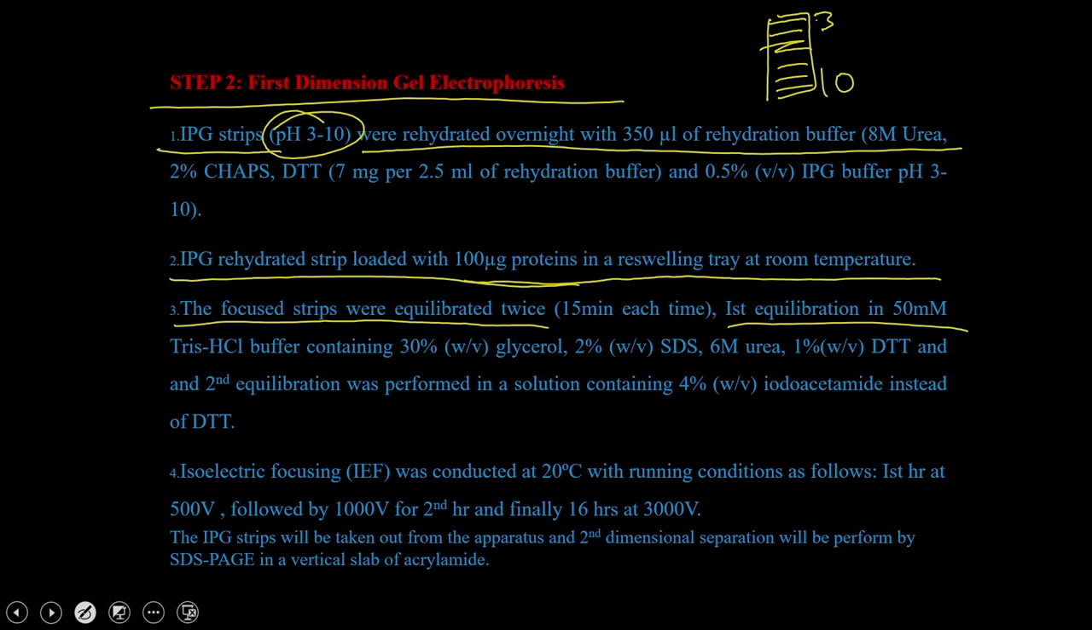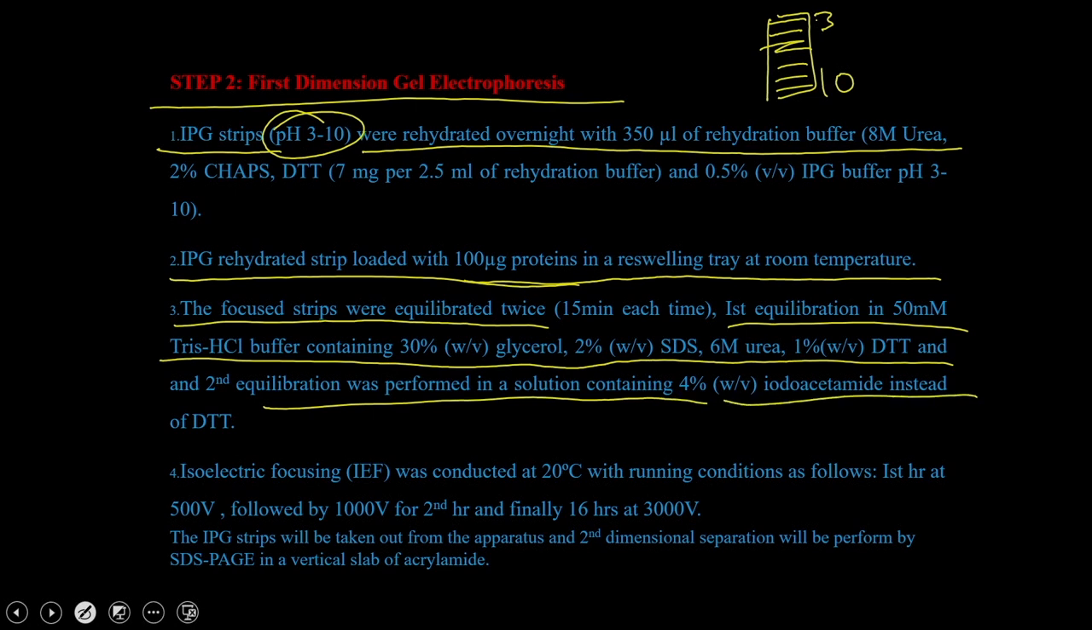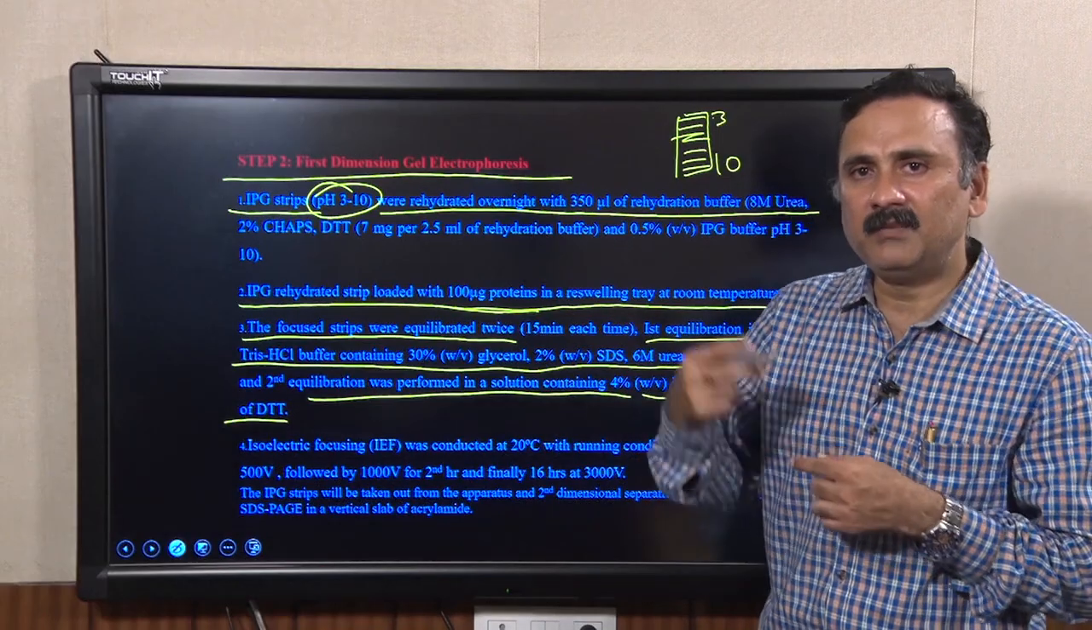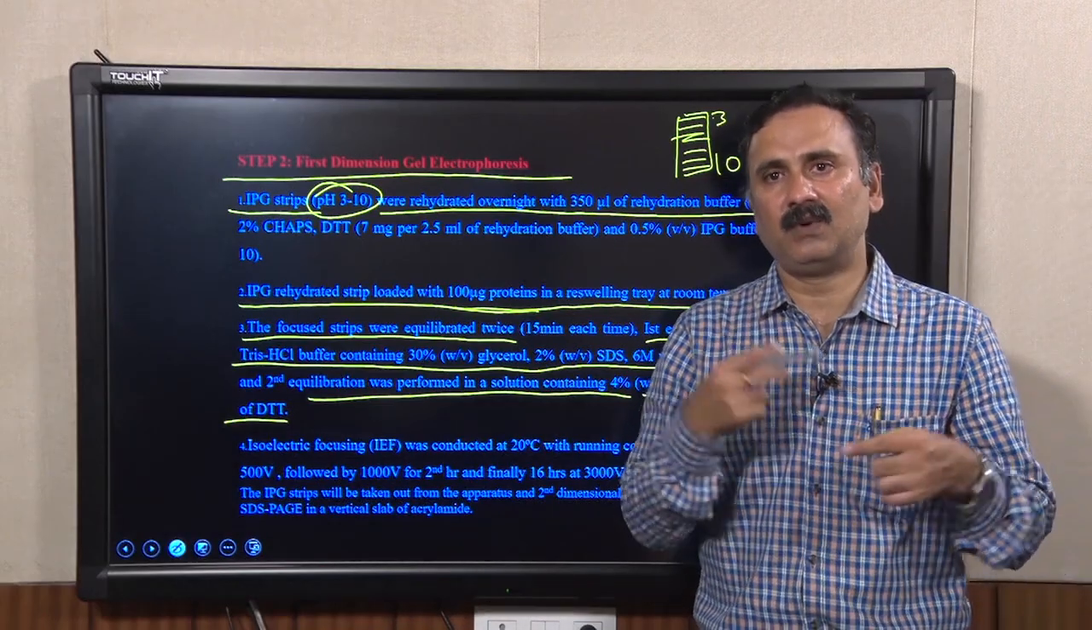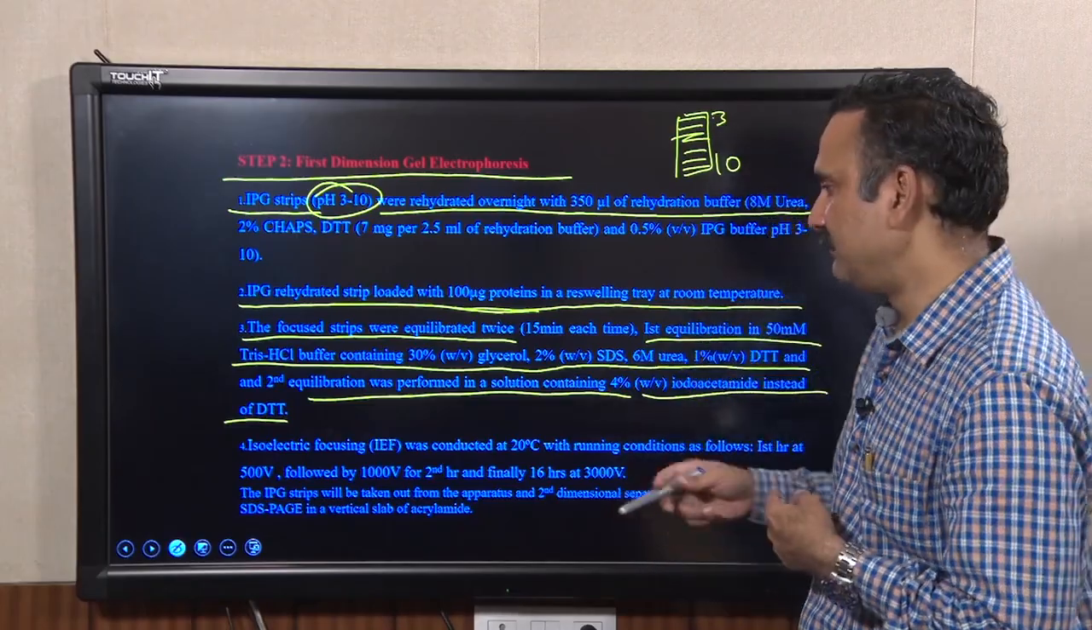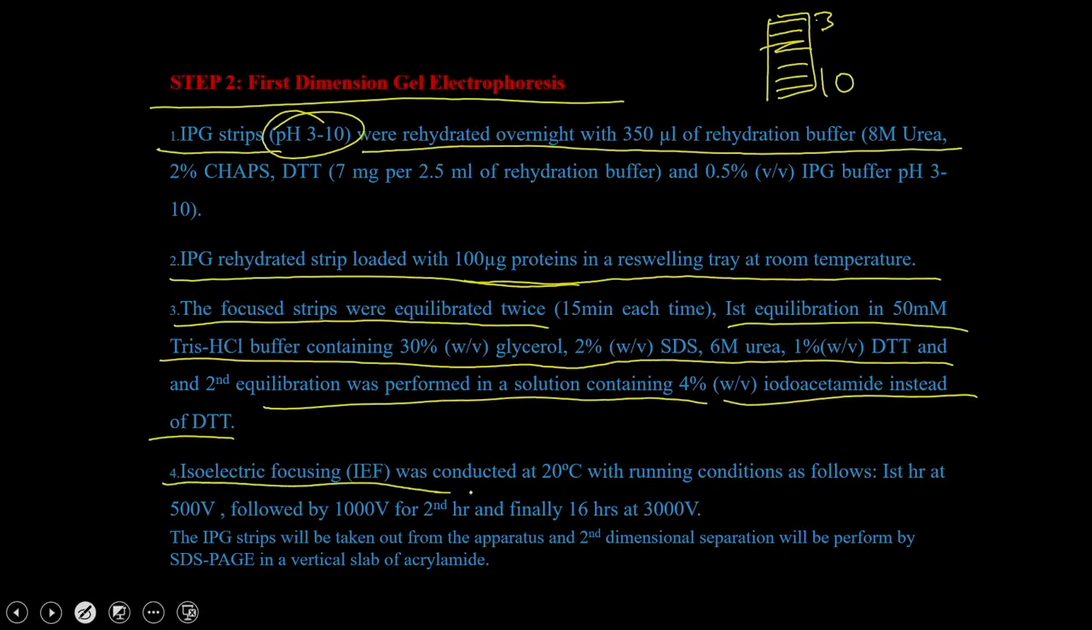First equilibration in a 50 millimeter tray containing this, and the second was performed in a solution containing 4% iodoacetamide instead of DTT. So you are going to do the two focusing rounds. In one of them you are going to have the DTT, and in the other you are going to have the iodoacetamide. Once the isoelectric focusing was conducted at 20 degrees, the running condition is the first hour at 500 volts, followed by 1000 volts for 2 hours, and finally 16 hours at 3000 volts.